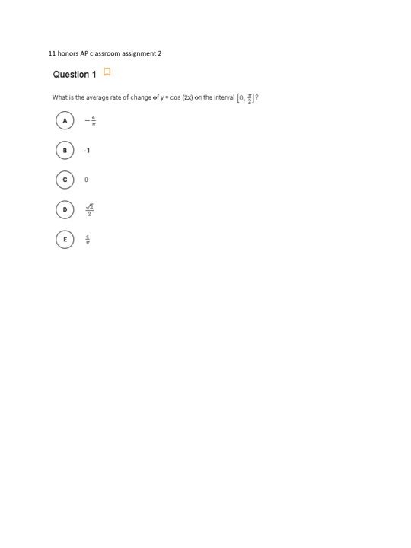Okay, so this was your second AP classroom assignment that was due on Tuesday to help you study for your test that's on Friday. So let's take a look at the first question. What is the average rate of change of cosine 2x on this interval?